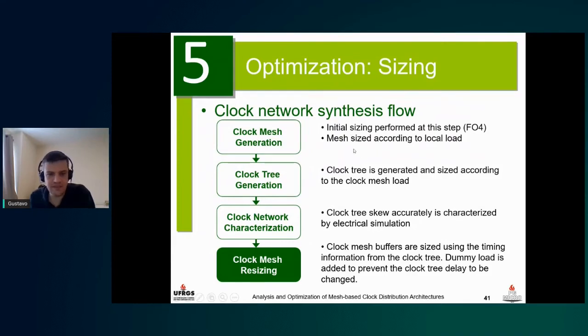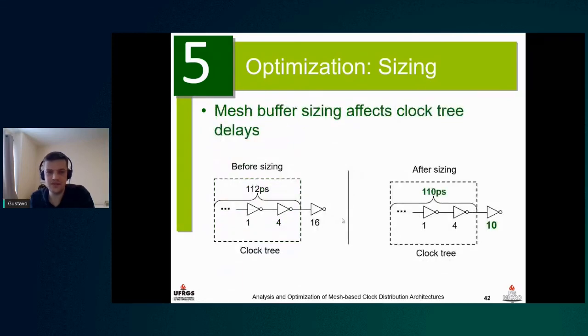So this is the flow in which this would be applied. We would generate the clock mesh, generate the clock tree, characterize the clock network, and then apply the resizing in the clock mesh. Okay. So there would be an extra step, which is if we change the size of a buffer, we might need to resize the clock tree.